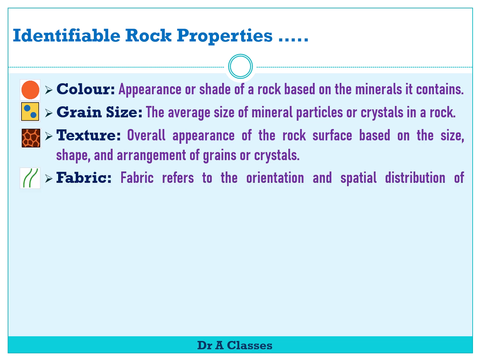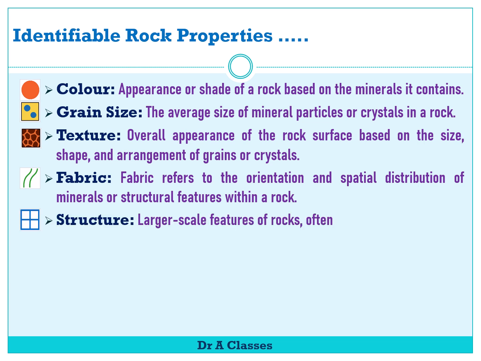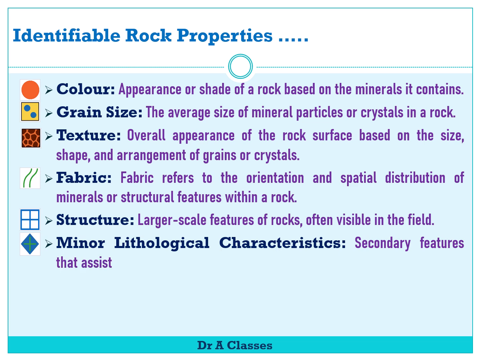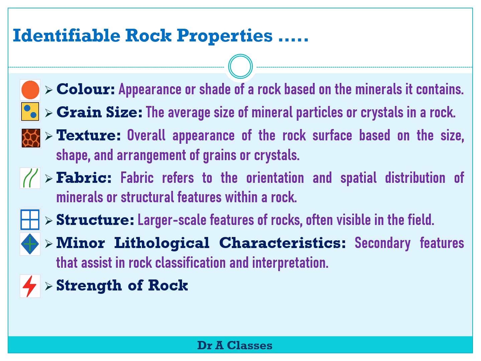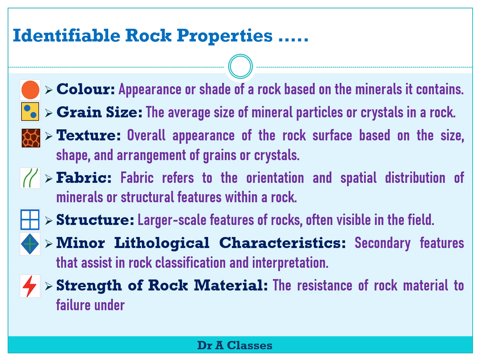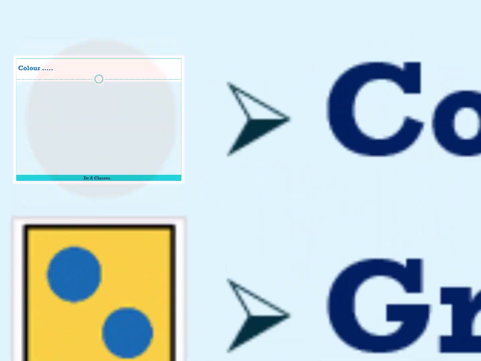Fabric refers to the orientation and spatial distribution of minerals or structural features within a rock. Structure: large scale features of rock often visible in the field, minor lithological characteristics, secondary features that assist in rock classification and interpretation. Strength of rock material: the resistance of rock material to failure under applied stress.